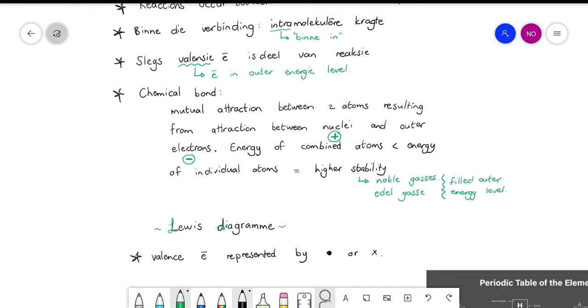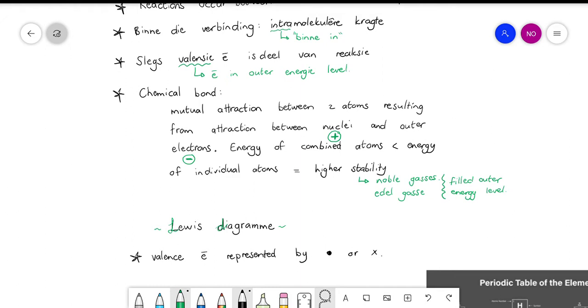En wat baie belangrik is, graad 10, is julle moet verstaan dat die energie van die gekombineerde atome is kleiner as wanneer hulle nie gekombineer was nie. In other words, it goes to a higher state of stability. And remember, the higher state of stability is when the outer level is completely filled with electrons, like with the noble gases.